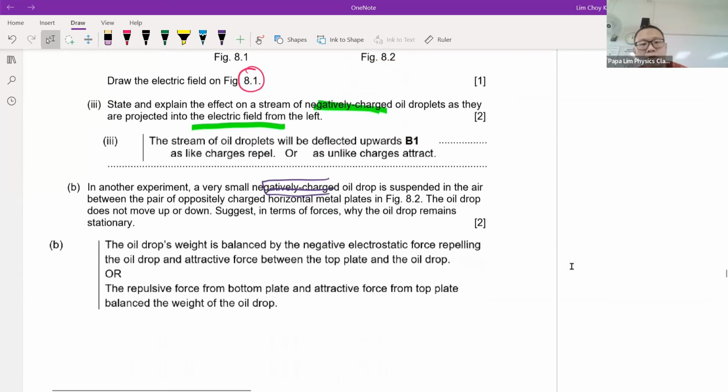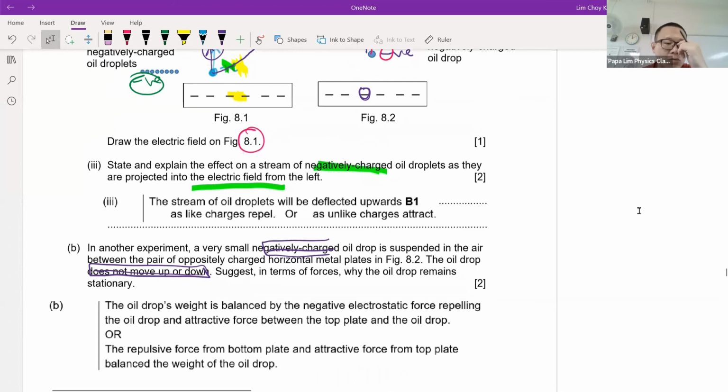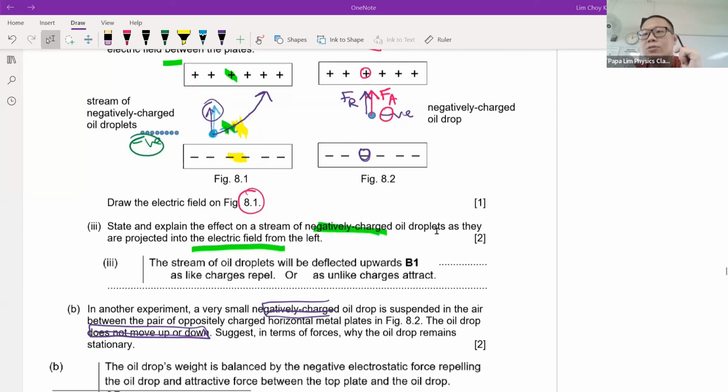But yet the question says it doesn't move. So how does it work? The difference between the two of them could be that there is one force that's not accounted for. And that force is the force that will counteract the two upward forces, and as a result, it will remain in that position. And what is the force that we have forgotten to take note of? It is actually the weight of the droplet. So the weight of the oil drop.